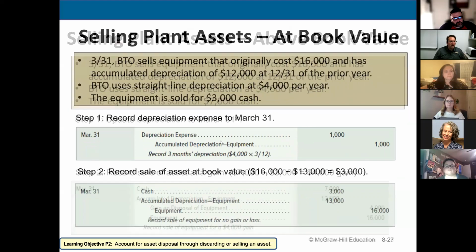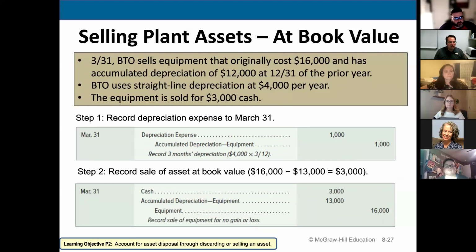Here's what it looks like when we sell a plant asset at book value. So here they sell equipment that originally cost $16,000 and has accumulated depreciation of $12,000 at the end of the last year. And we're selling it in March. We use straight line depreciation at $4,000 per year, and we sell the equipment for $3,000 in cash.